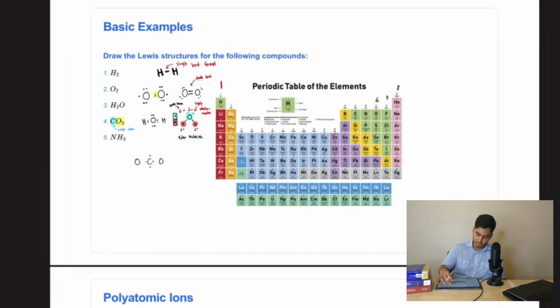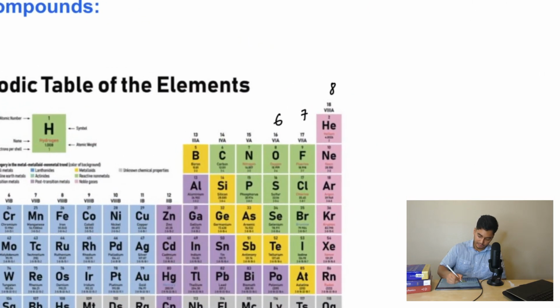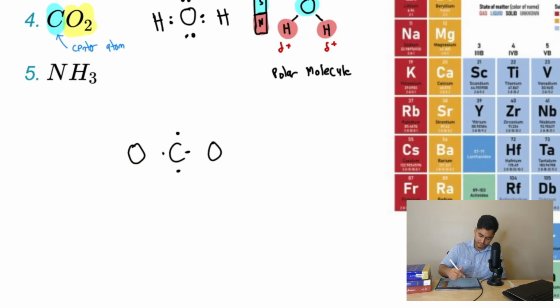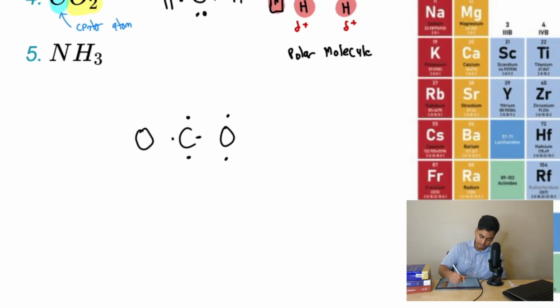How did I know this one has 4? Because again, the periodic table, we have 8, 7, 6, 5, 4. So again, carbon has 4 valence electrons. Okay, then my oxygen is going to have a total of 6. So I'm going to draw 1, 2, 3, 4, 5, 6. Okay, and then 1, 2, 3, 4, 5, 6.